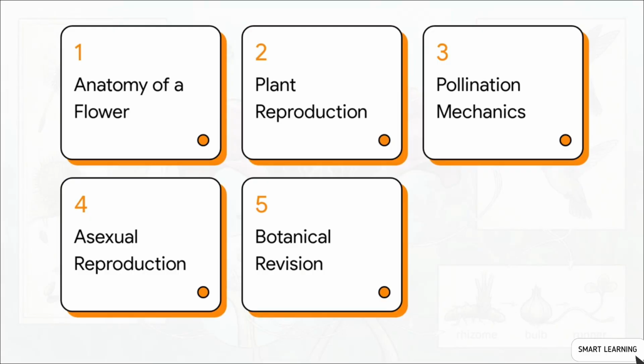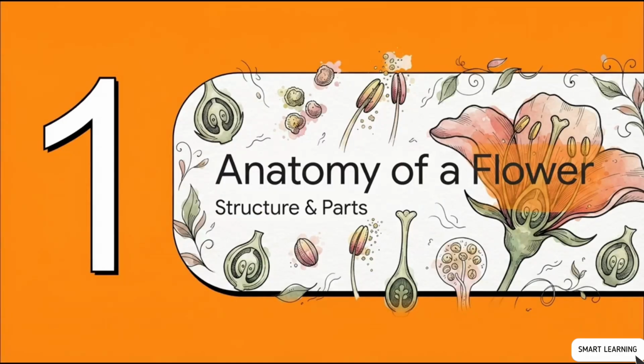So to understand how this engine works, here's our quick agenda for today. We'll cover the anatomy of a flower, methods of plant reproduction, the mechanics of pollination, asexual plant reproduction, and then wrap up with a quick botanical revision. Let's kick things off with Section 1, the anatomy of a flower.